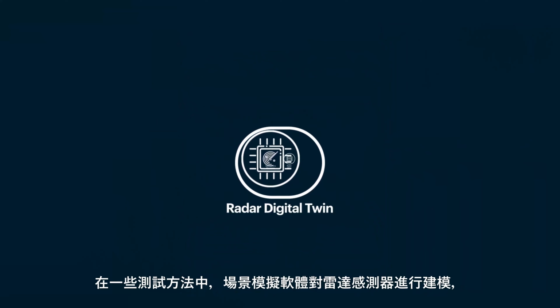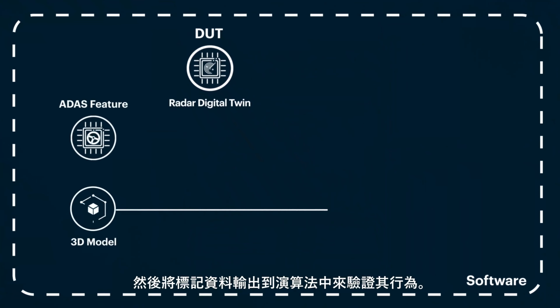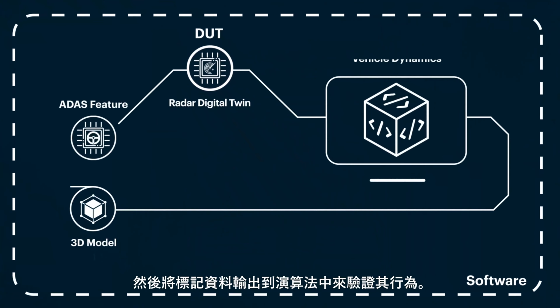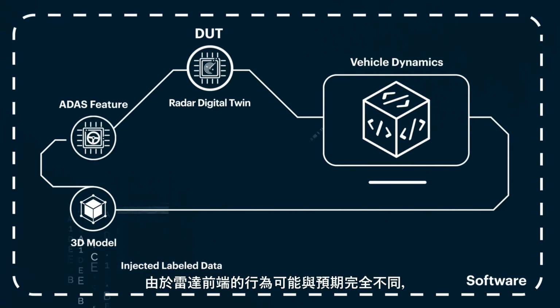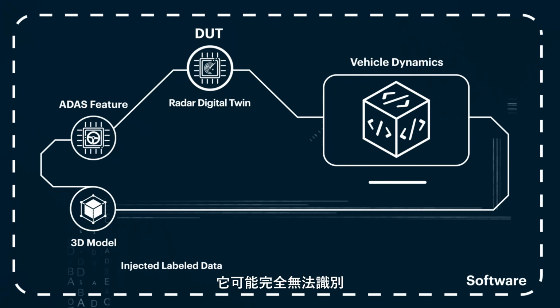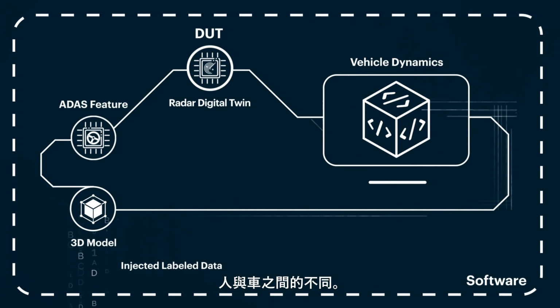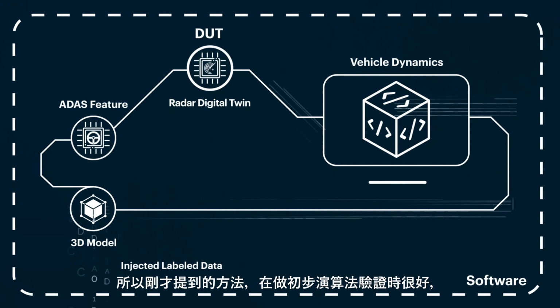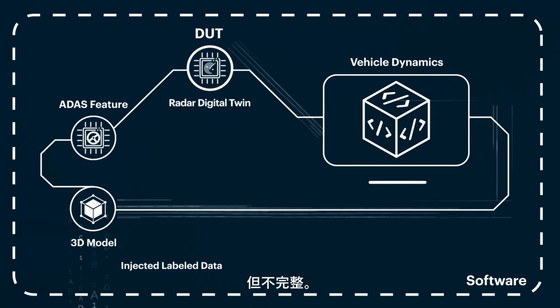Simulation software is used to model the radar sensor, and labeled data is used to see how it behaves. As the radar front end may act differently than expected, it could completely miss seeing the difference between the person and the car. This approach is great for the first pass, but is incomplete.